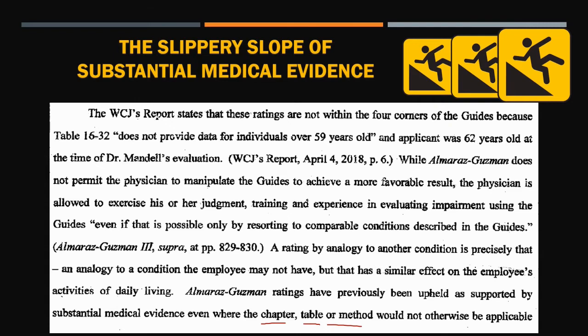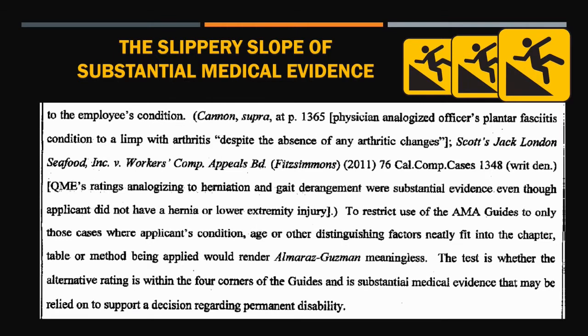to the employee's condition. So here, the entirety of the AMA guides is open to us and allows us to use any chart, any table, any chapter in the AMA guides, as long as an analogy to at least a similar effect on activities of daily living can be supported. The Appeals Board tells us that to restrict the use of the AMA guides to only those cases where the applicant's condition, age, or other distinguishing factors neatly fit into the chapter, table, or method being applied would render Almaraz and Guzman meaningless.